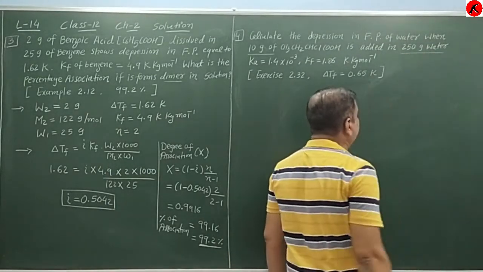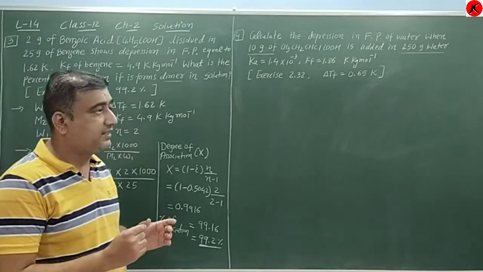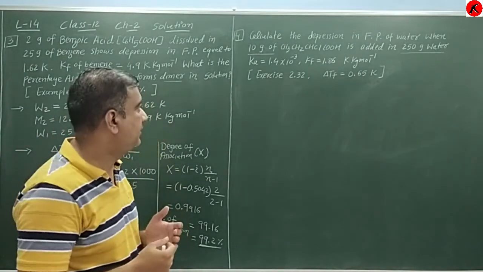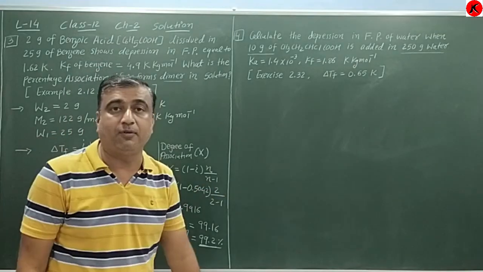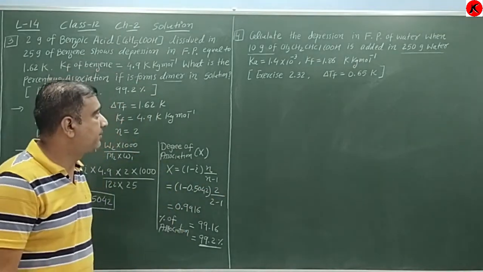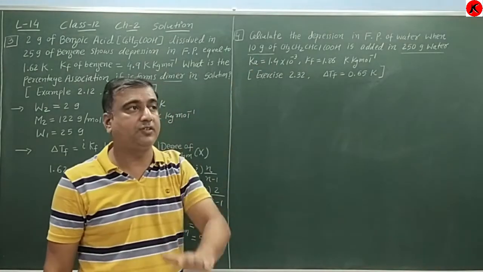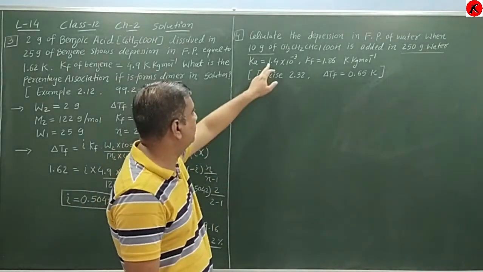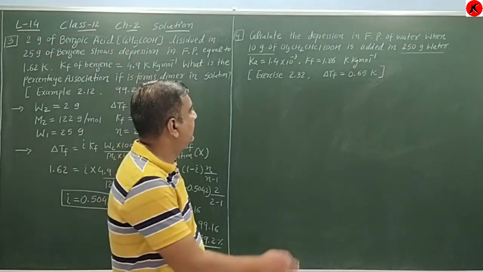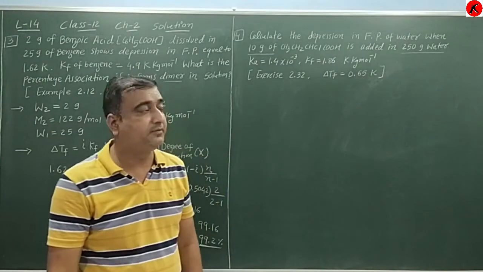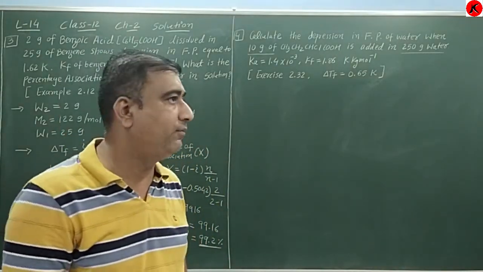250 gram water. Now 2-chlorobutanoic acid is a weak acid. For that, the ionization constant is given, because when it is dissolved in water, ionization takes place. The value of the ionization, otherwise dissociation constant, is given: 1.4 into 10 power minus 3. Again, the value of Kf is given: 1.86 Kelvin kilogram mole inverse.